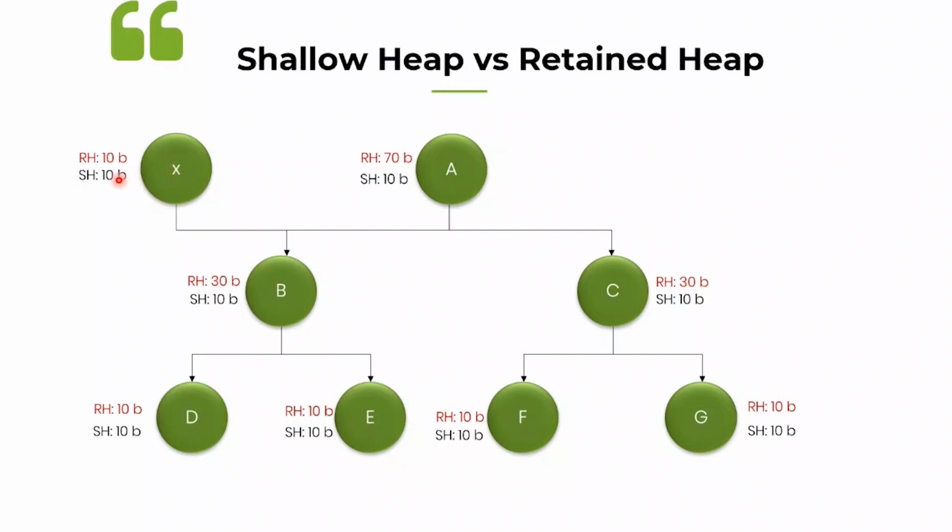But friends, one very interesting thing happens right now. Because X is now starting to reference B, what will be the retained heap size of A? Will it have any impact? Because now X is referencing B, will there be any impact on the retained heap size of A? Answer is yes, there will be impact. The retained heap size of A, from 70 bytes, will get reduced to 40 bytes.